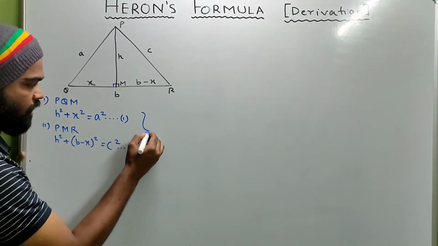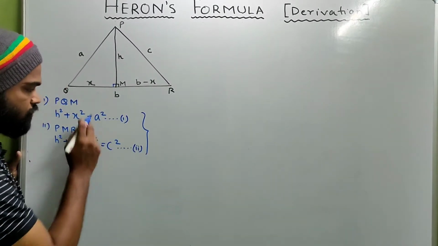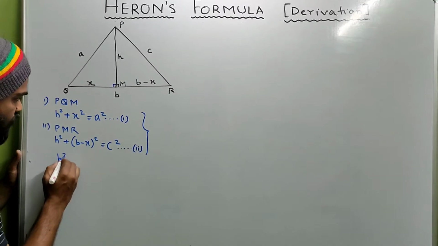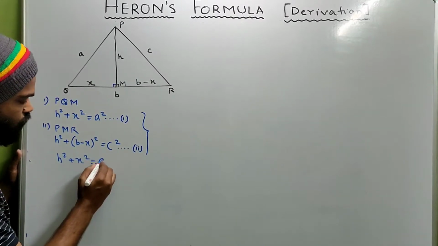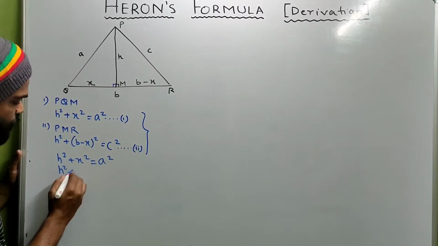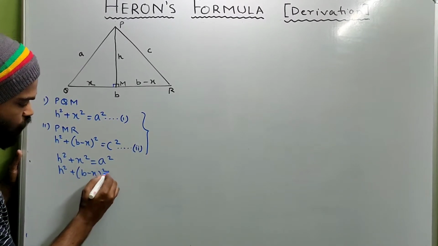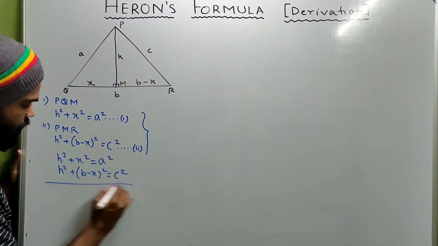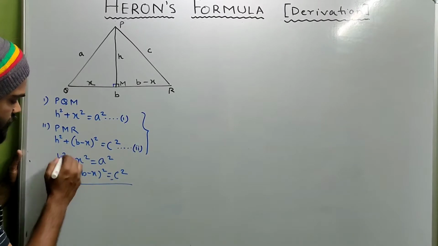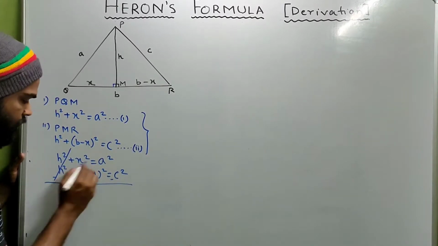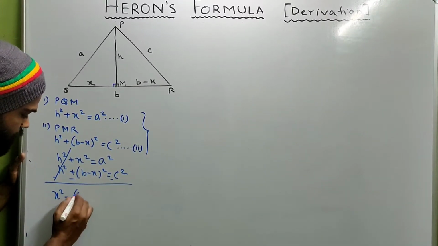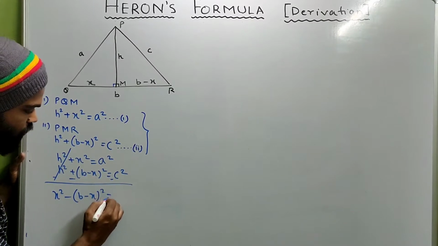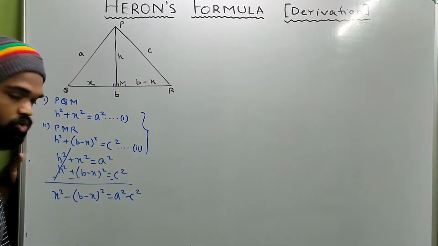From these two equations, I'll try to find the value of x. How? Just subtract these two. So we have h square plus x square equals a square, and h square plus (b minus x) whole square equals c square. When I subtract, see, this goes away. So it becomes x square minus (b minus x) whole square equals a square minus c square.